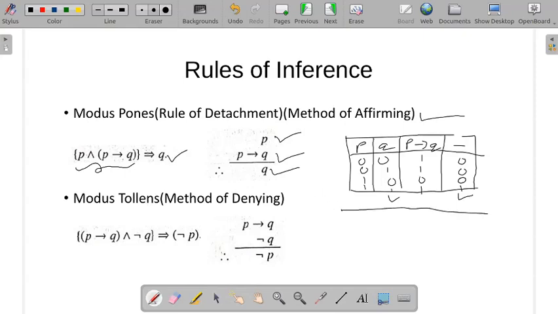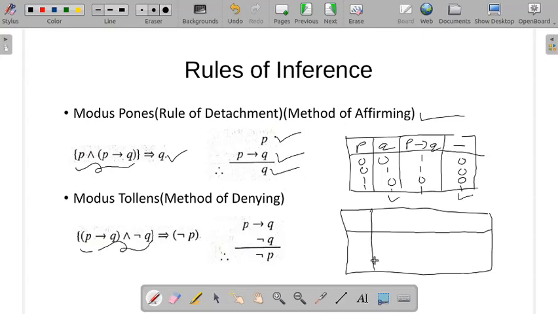So again we can write a truth table and see whether it is true. So remember, whenever LHS is true, RHS should be true. Whenever LHS is false, RHS can be anything. So if P conditional Q and negation Q is true, then negation P is true. Whenever P conditional Q and negation Q is true, then negation P is true.